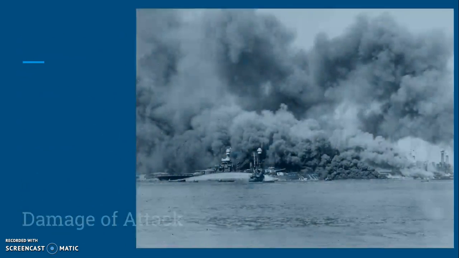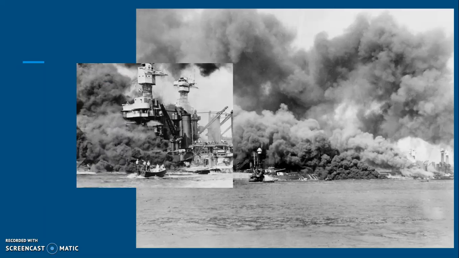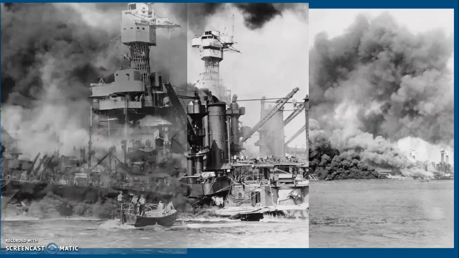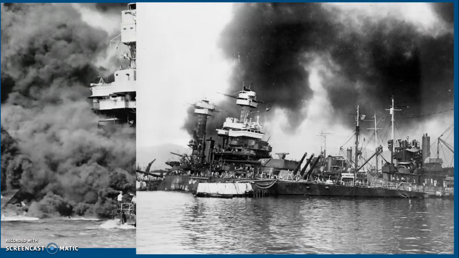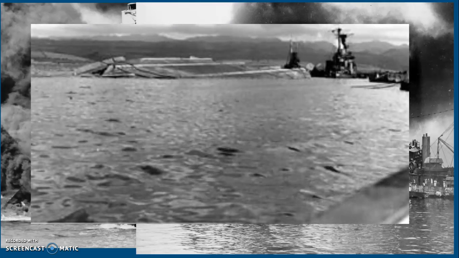And then these are just some pictures of those ships. This right here is the Oklahoma. This is the West Virginia. This is the California. And this picture is a little blurry, but you can see the bottom of the Utah as it rolled over and sank upside down.